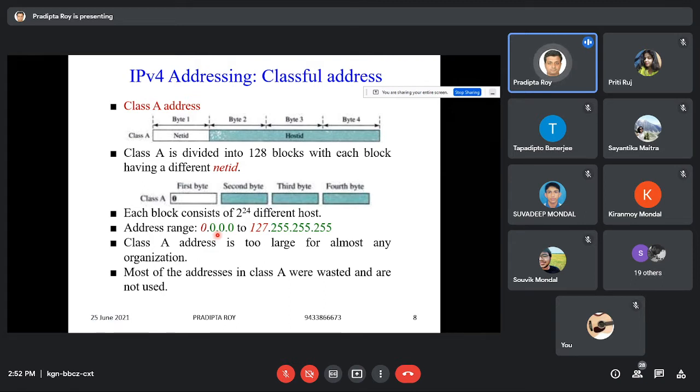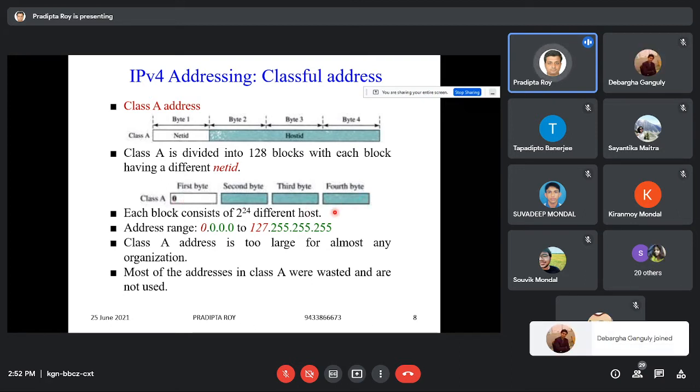Then what is the ending address of class A? We cannot change the first bit, that is fixed, that should always be 0. So if the rest 31 bits of the class A address are all 1, then what should be the value of the octets? Here, first 0, then consecutive 7 ones are there. So can anyone convert this into the corresponding decimal value and tell me what the value is? 0 and consecutive 7 ones.